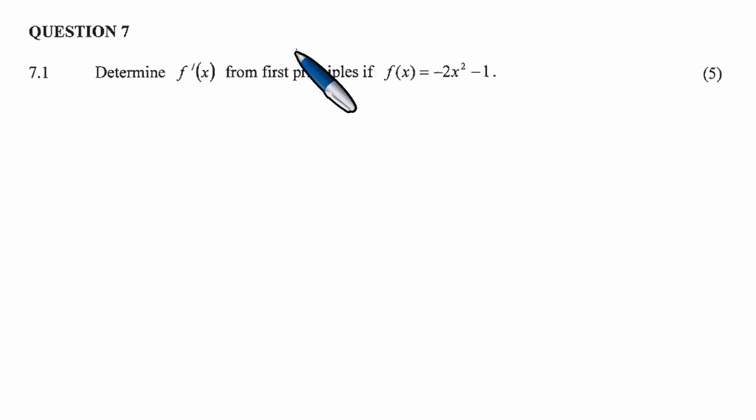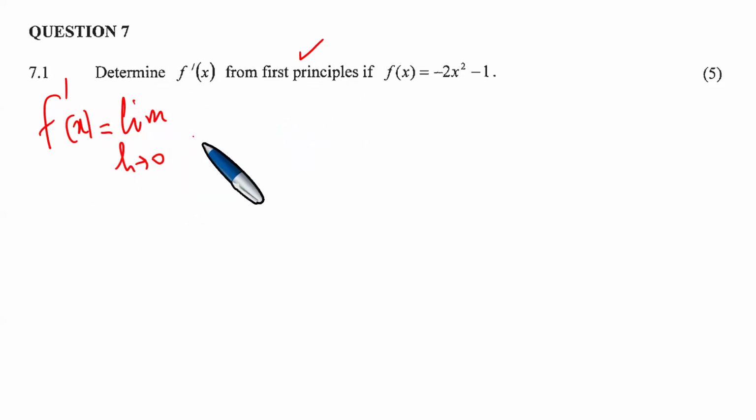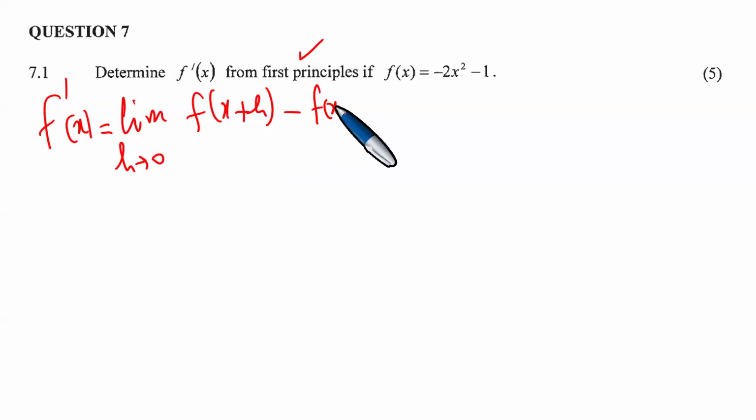Determine, this is always the first question, f prime of x from first principles if f of x equals -2x squared minus 1. This one here is a concept that we need to learn. First principles. What is the formula? It's given in the matric examination. So f prime of x becomes the limit as h tends to 0 of f of x plus h minus f of x, all divided by h. Pay particular attention to this, because this is awesome stuff.